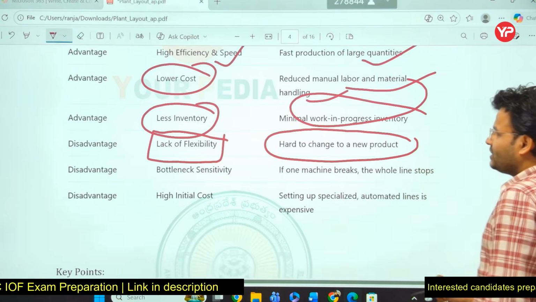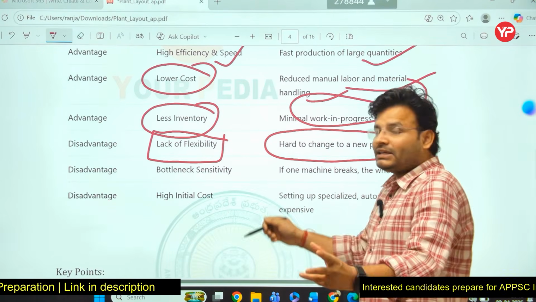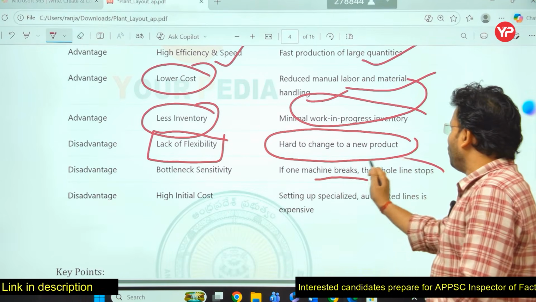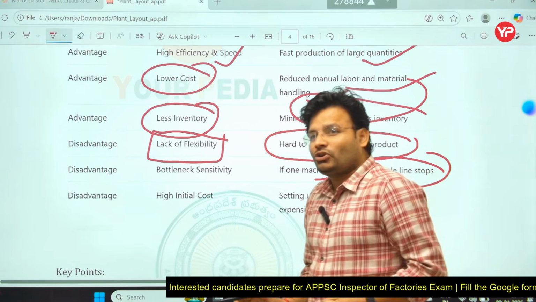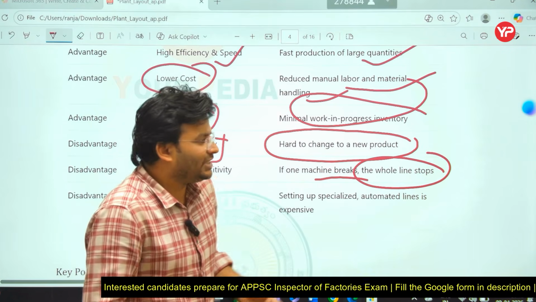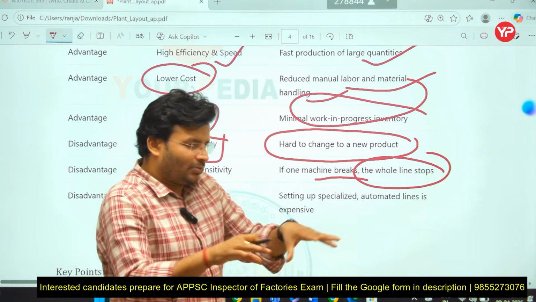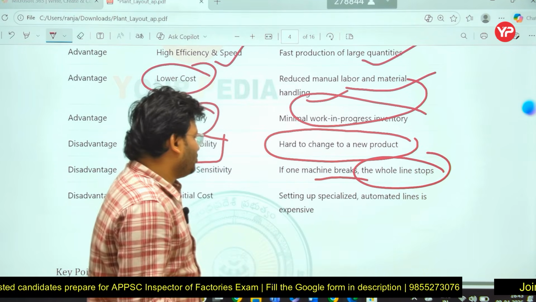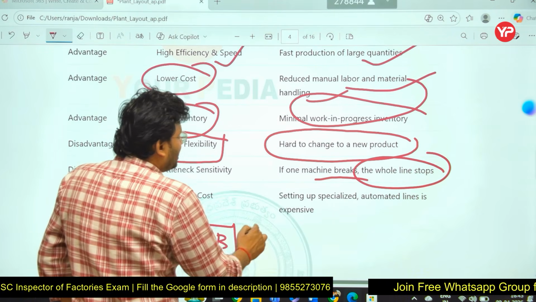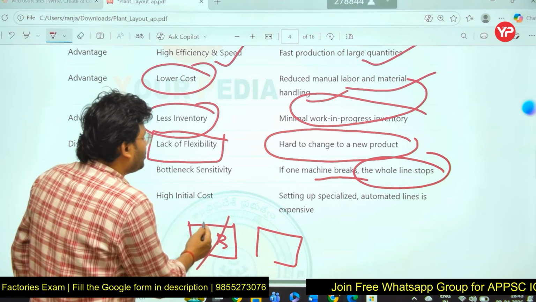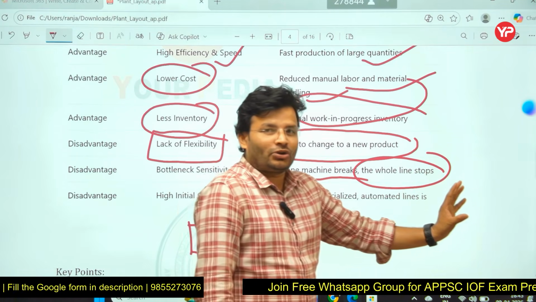Another disadvantage, simply we can say, is bottleneck sensitivity. If one machine breaks, the whole system will be stopped. Suppose you are talking about the electronics industry, and you are working in mobile phone production, let's assume. If you are not going to make the PCB, then another process you cannot do. If this breaks down, overall production will break down.